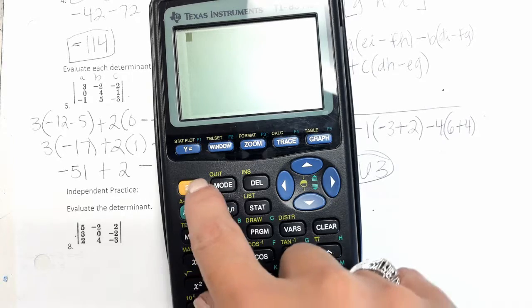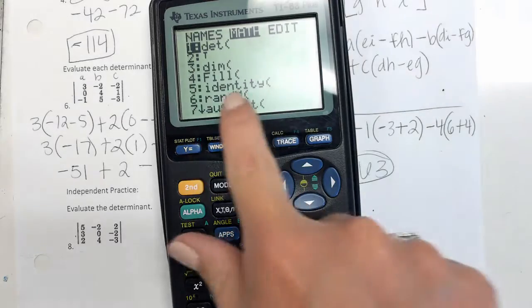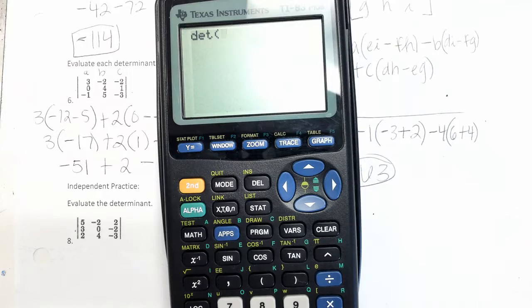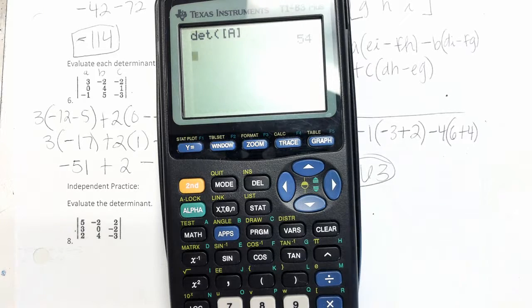Alright, now hit second matrix. I'm sorry. Go to math, which is the second column. You see where it says determinant? Hit enter. And now just put your matrix in. So I'm going to put A in, then hit enter. And it should say 54. People who didn't use their calculator, did y'all get 54? Mm-hmm. So to find the determinant of a 3x3, it'd be quicker to use your calculator. But a 2x2, just do it by hand. It'd be easier, okay? Any questions?